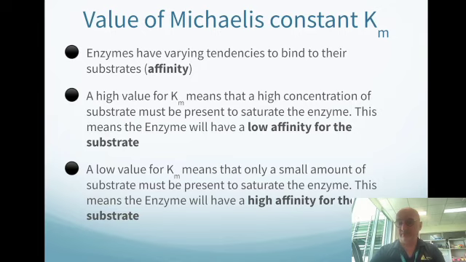Enzymes will vary depending on their affinity for the substrates at the active site. A high Km means a low affinity, a high Km means a low affinity, and a low Km means a high affinity for the substrate by the enzyme.